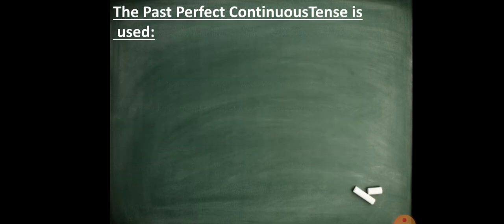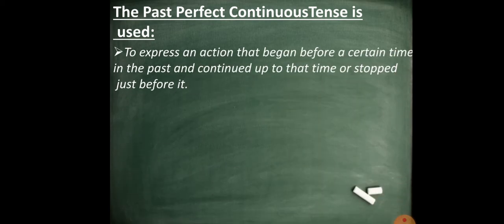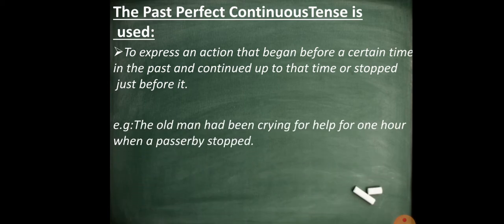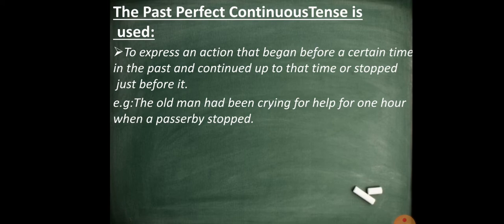The last one is past perfect continuous tense. The past perfect continuous tense is used to express an action that began before a certain time in the past and continued up to that time or stopped just before it. Example, the old man had been crying for help for 1 hour when a passerby stopped by.